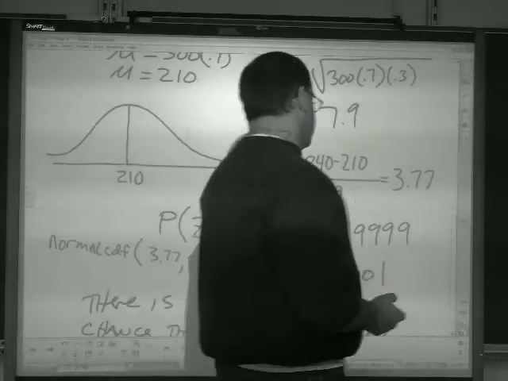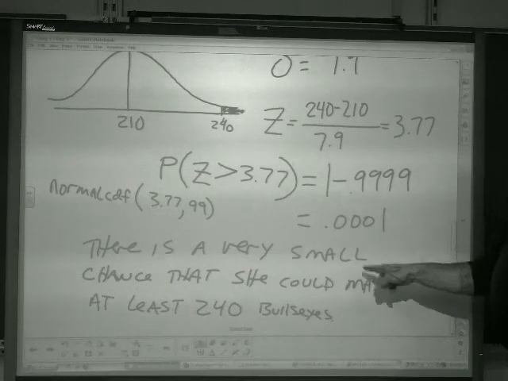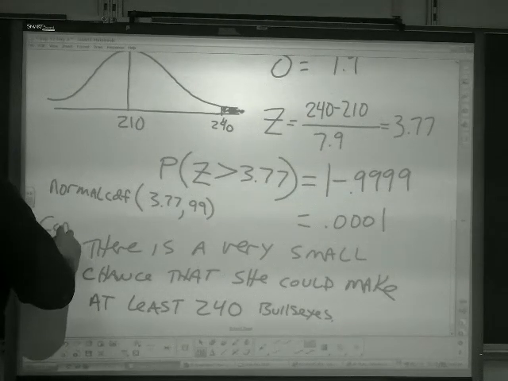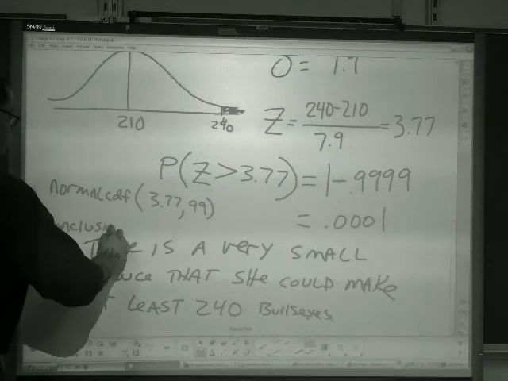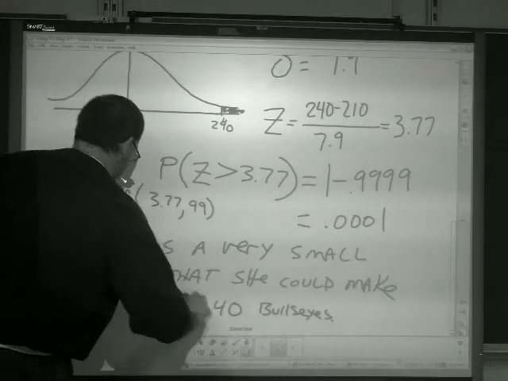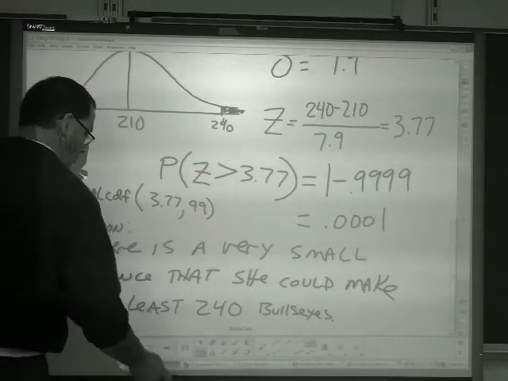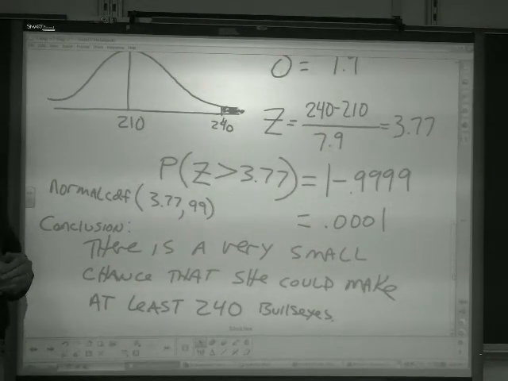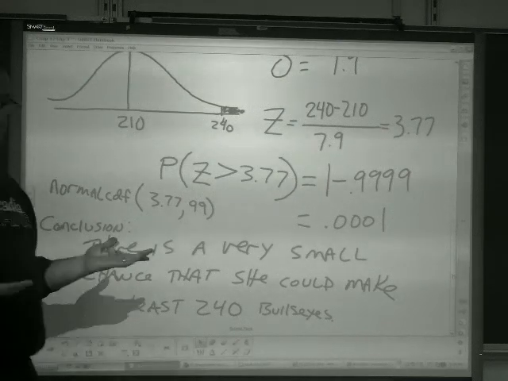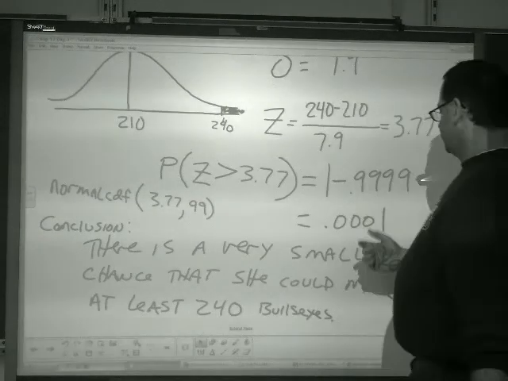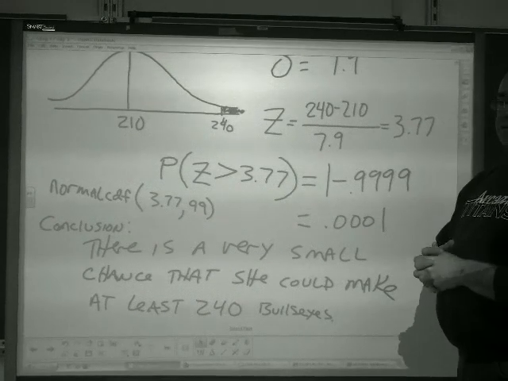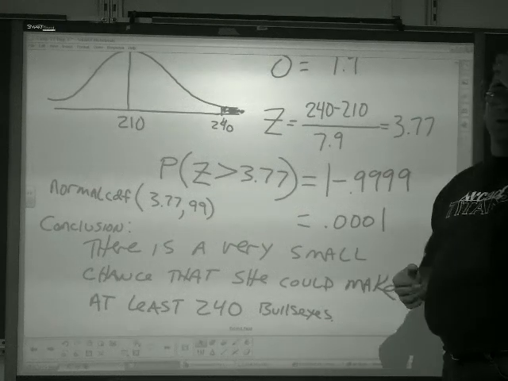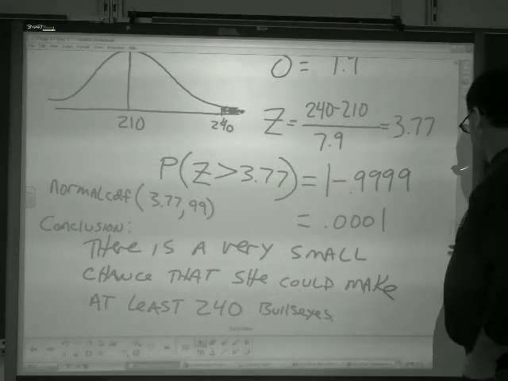Okay? So what does that tell us? There is a very small chance, this is our conclusion. We start writing conclusions now. Conclusion. There is a very small chance that she could make at least 240 bullseyes. All right? Pretty small chance. It's like 1 in 10,000. So this is the normal approximation to the binomial. That's what today's focus is.